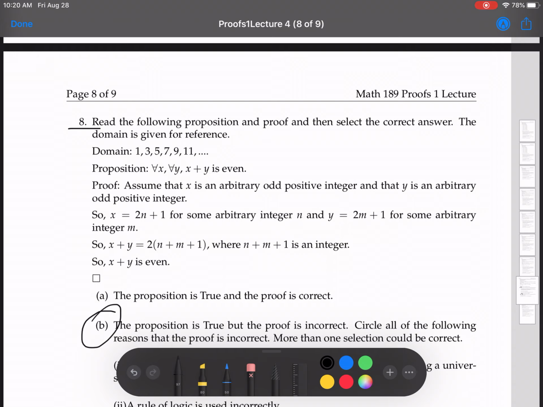All right, so the first two sentences follow correctly. You state the assumptions in the first sentence. The second sentence follows directly from the first sentence. But then you see from the second to the third, there's no real indication of why x plus y is equal to 2 times n plus m plus 1.